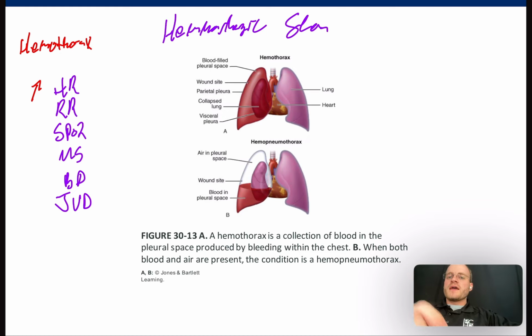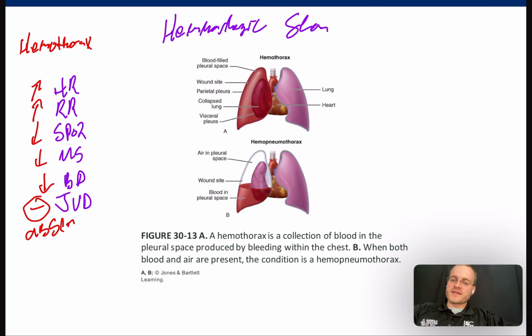That's a known thing in these types of shock. Respiratory rate will go up, because again, the lungs are collapsed. They're in shock. Increased metabolic demand. Respiratory rate will go up. SpO2 will drop. Mental status will drop. They're in shock. Blood pressure will drop precipitously, very quickly. They're losing their blood in their chest. JVD will be absent. It is absent in this case.